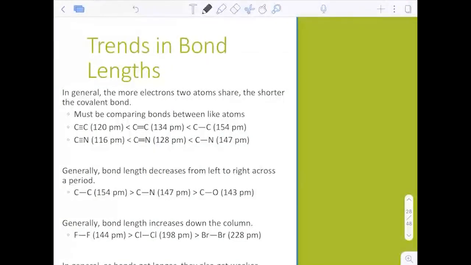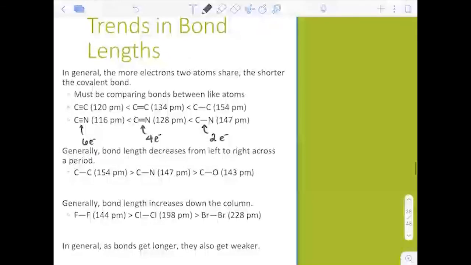Here are some trends in bond length. Again, what we see, triple bonds are shorter than doubles. Doubles are shorter than singles. And that's because of the increased attraction with 6 electrons for our triple bond versus our 4 electrons for a double versus just the 2 electrons in that attraction for a single bond.